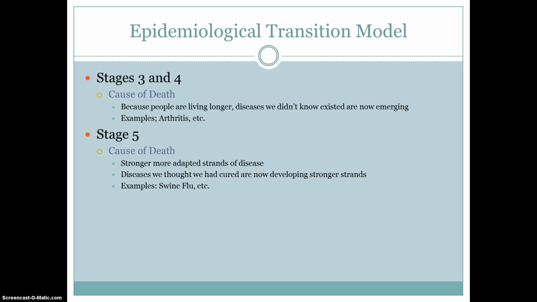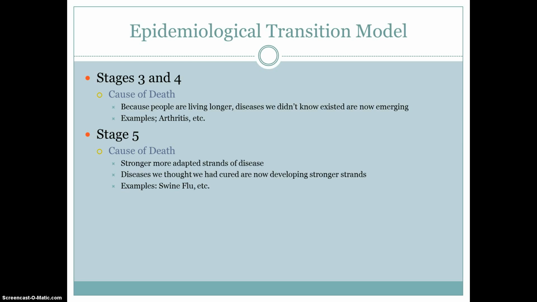When we look at stages 3 and 4, the major cause of death is that people are living longer at this point. We're coming to a stage in humanity where people are living longer than they've ever done before. And because of this, diseases are arising that we didn't even know existed, because people simply didn't live this long in our history. An example of this is arthritis.